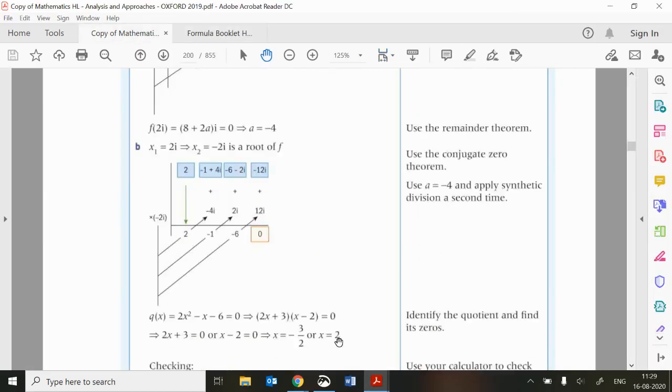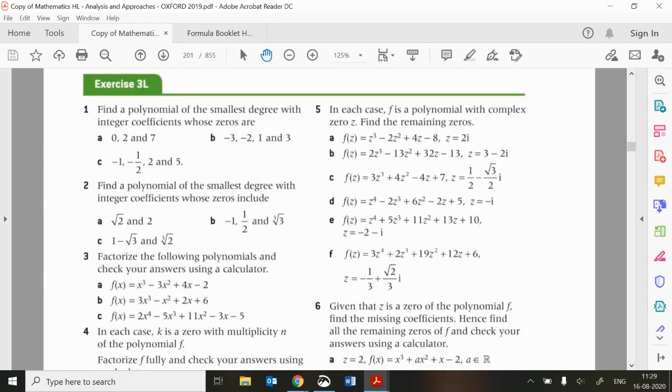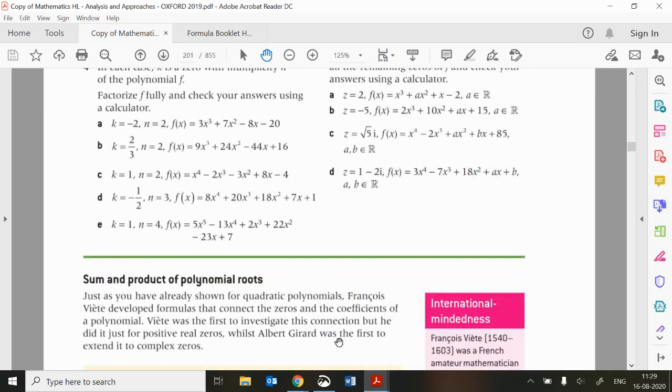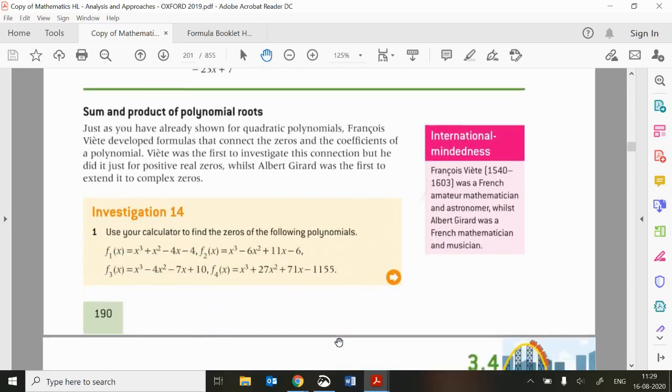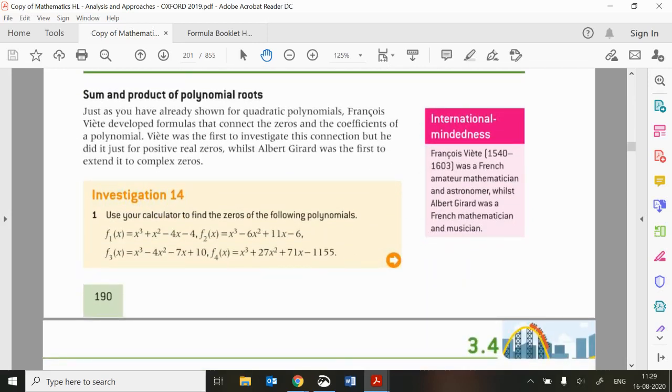And we've got 3L. There's now 6 questions in that exercise. And the next bit coming up is all about sums and products of polynomial roots.